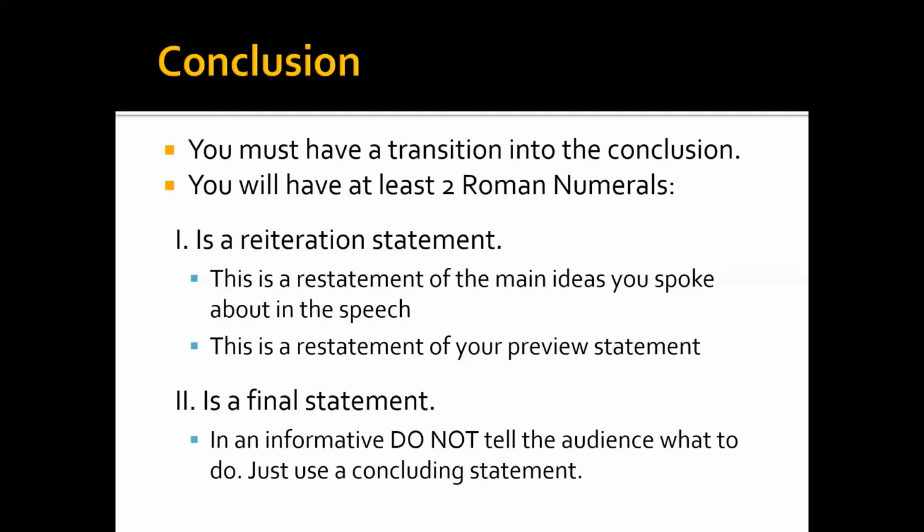And then Roman numeral 2 is your final statement. If it's an informative speech, you don't tell the audience what to do, but now you all are working on persuasive, so you tell the audience exactly what to do. Also, within your persuasive outline, you must, in the margins or within your speech, label the 5 motivated sequence steps. Please refer to your text to know what the 5 motivated sequence steps are.